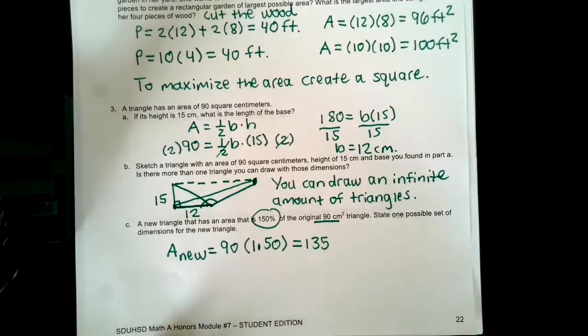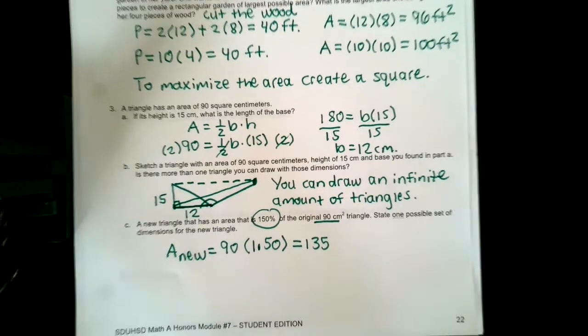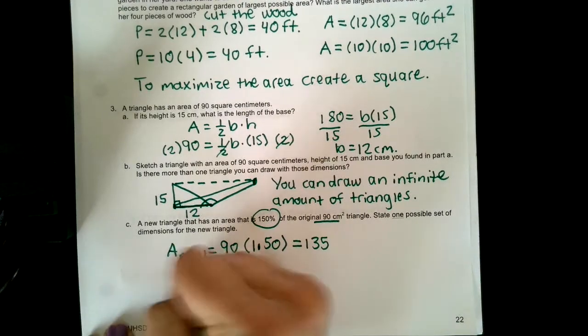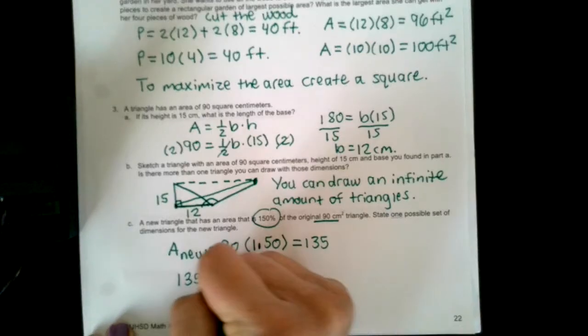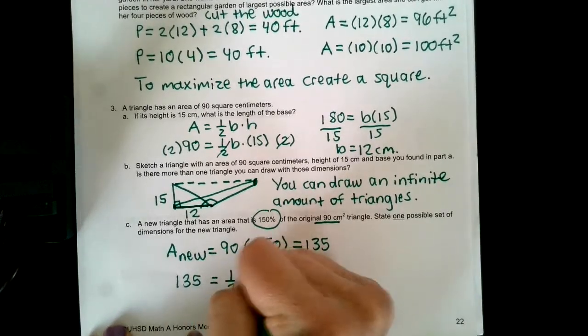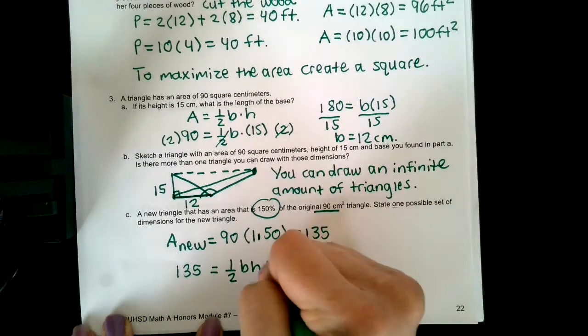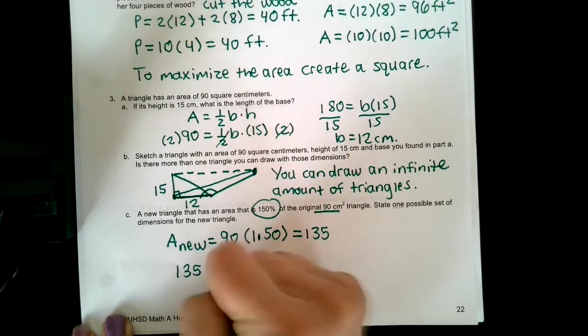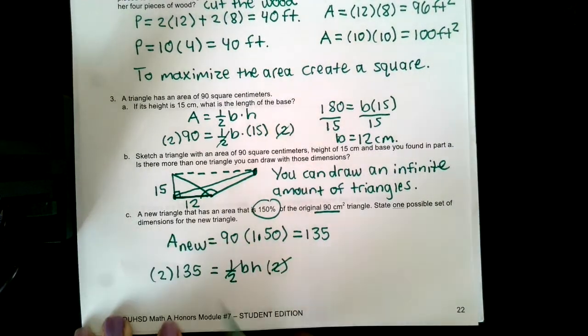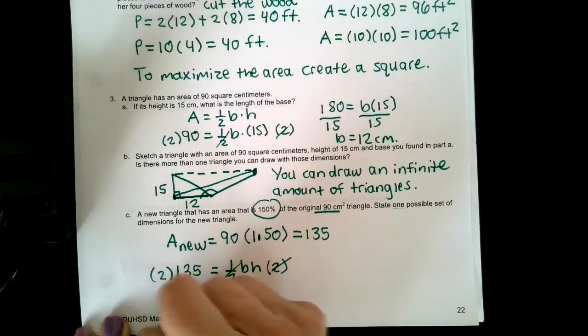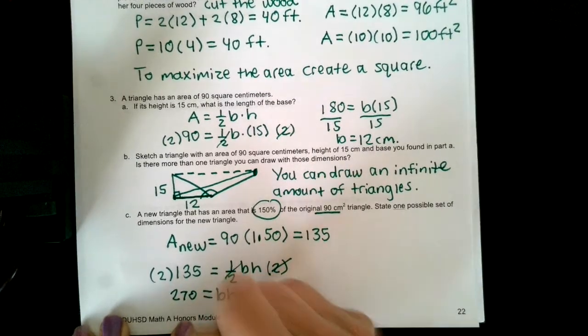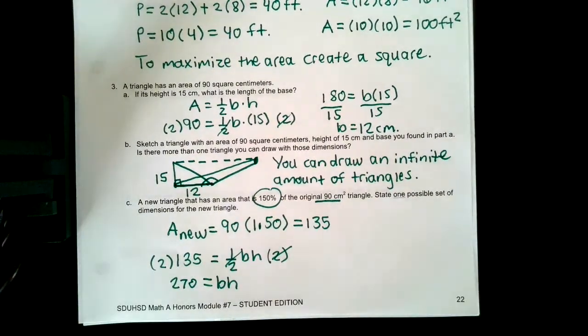Now I'm going to use that 135 and I'm going to state some possible set of dimensions for the new triangle. So if 135 is my new area, and I'm still using the same formula, 1/2 base times height, I'm going to multiply both sides of my formula by 2 to cancel out my fraction. So I have 270 is equal to base times height. So I challenge you to pause the video and come up with numbers that could work for the base and the height.